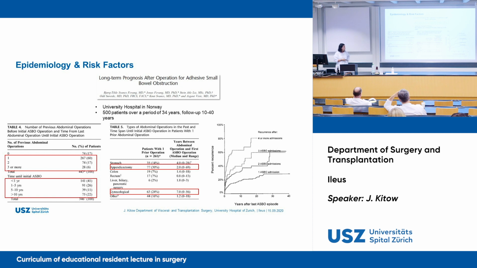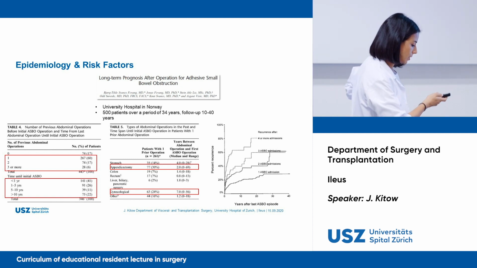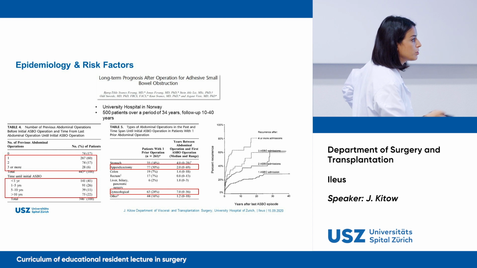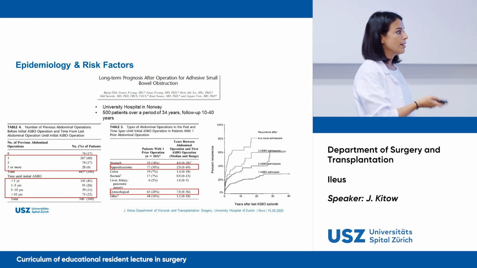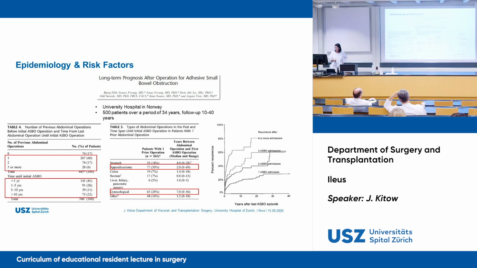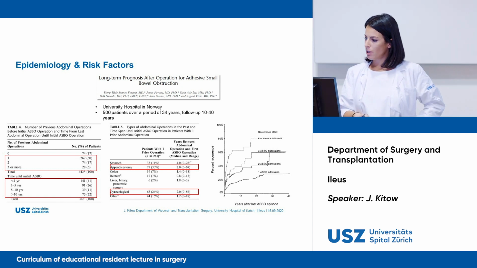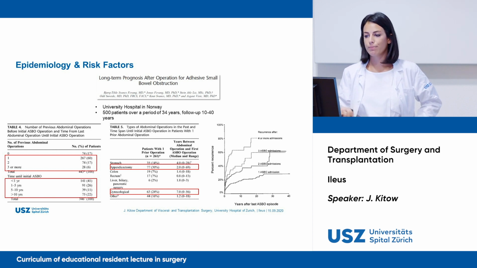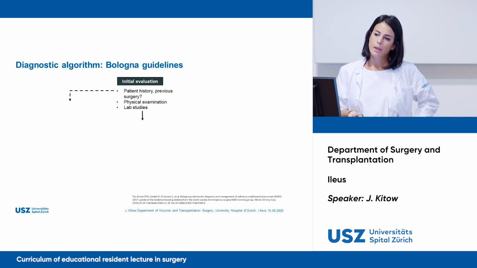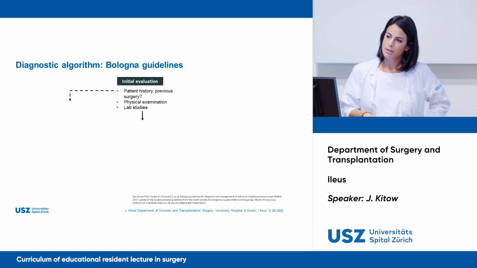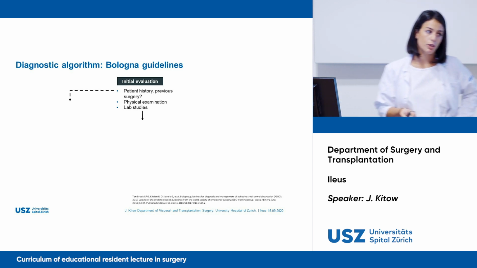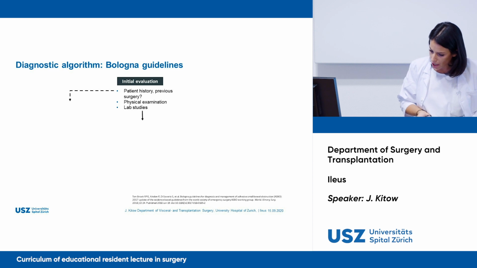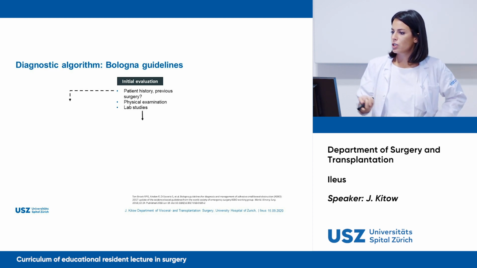And once one had an adhesive small bowel obstruction, it's more likely to get a new phase or like a recurrence. So with more numbers of adhesive small bowel obstruction admissions, the more likely it is to get a new one. So there is a diagnostic algorithm which is described in the Bologna guidelines. And I just want to show it to you.